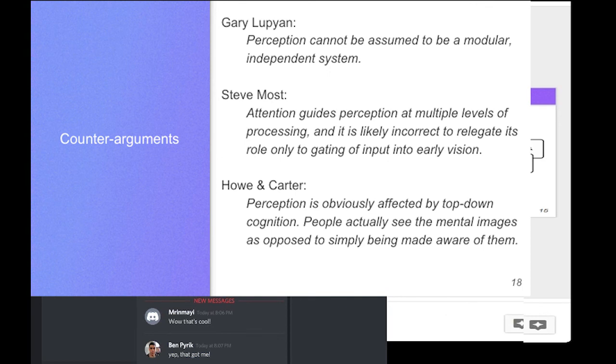So, some concluding counter arguments by some other academics. Gary Lupyan, I think he did one of the previous studies we were complaining about. He says that perception cannot be assumed to be a modular, independent system. Firestone and Scholl are assuming that attention changes the input to a putatively modular visual system. It cannot be assumed to be such an independent system. This is essentially what I was just arguing, but a little bit different. I'm saying it can still be a modular independent system, and still there's a problem. He's saying that perception cannot be assumed to be independent. I'm saying even if it were independent, it's still a problem.